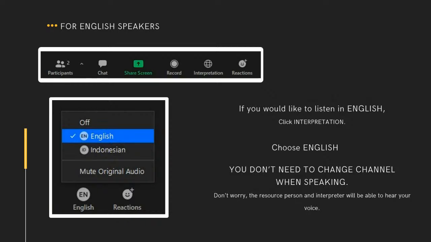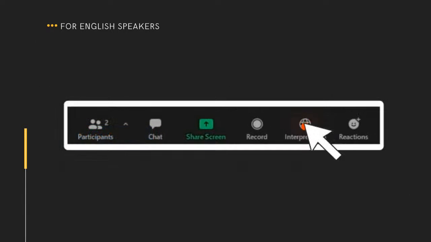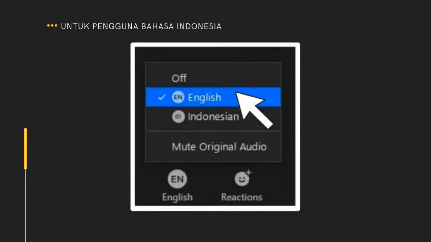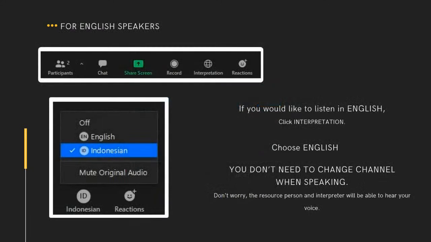If you'd like to listen in English, click interpretation, then choose English. You don't need to change channel when speaking. Don't worry, the resource person and the interpreter will be able to hear your voice.